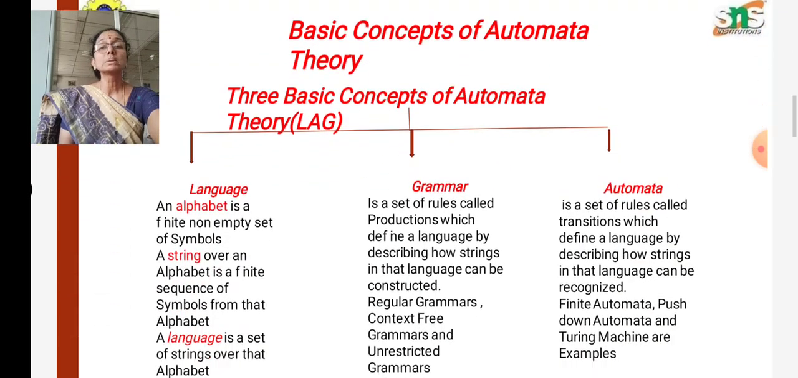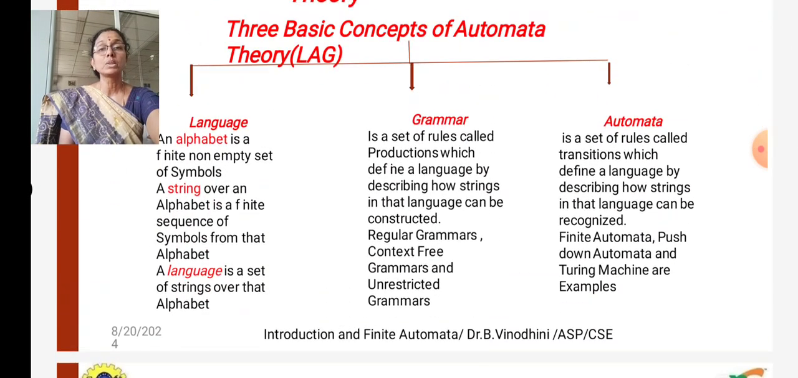The basic concept of automata theory has three parts. First one is language, then grammar, and automata. So what is a language? Before going into language, first we need to know what an alphabet is. It is a finite set of symbols. For example, the English alphabet contains A to Z, the capital letters, and the small letters. So an alphabet is a finite non-empty set of symbols.